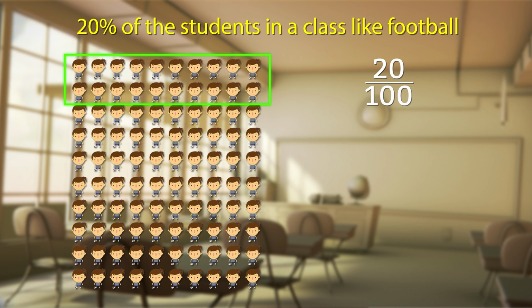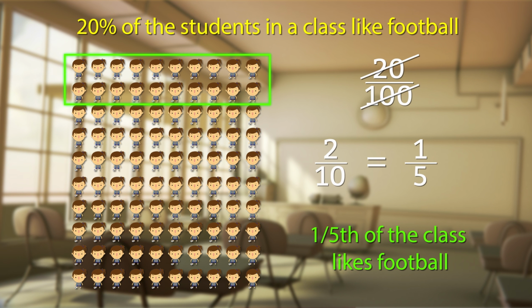Now this fraction 20 on 100 can be reduced to its standard form. Cancelling the common factor 10, it would be 2 by 10, which is equal to 1 by 5. So 20% is equal to the fraction 1 by 5. This means that 1/5 of the class likes football. Fractions can be converted to decimals, which means that even percentages have an equal decimal form, right? In fact, it is much easier to find the decimal form of a percent than any other fraction.